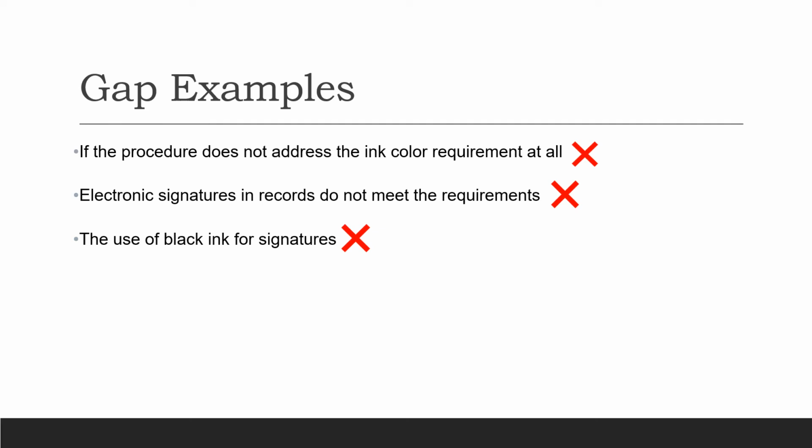Some of the examples of gaps we might find within our documents, since the regulation states that all records must be hand-signed in blue ink: if our procedure does not address the color of the ink that we're using at all, that's a potential gap between our document and the regulatory requirements. If our procedure has allowances for electronic signatures in records, that doesn't meet the requirements that all records have to be hand-signed in blue ink. So if our procedure says that we can use black ink for signatures, there's another gap. The regulation clearly states blue ink.